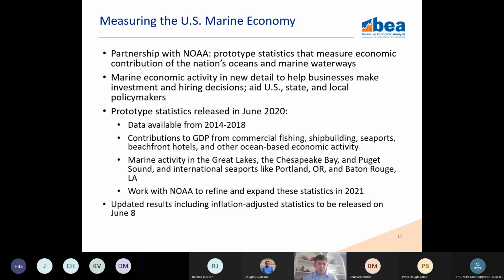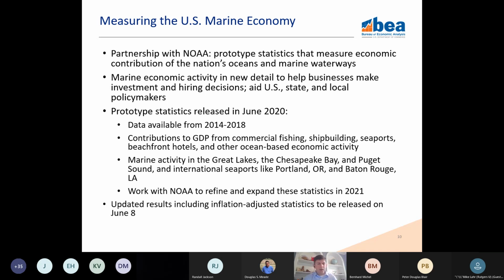Since that initial prototype release, we've worked closely with NOAA. We've also taken comments from the public and from interested stakeholders over the course of the past year to refine the definitions and the way that we're presenting the data. And now we're at a point where this satellite account is ready to move out of the research phase and into a more official status, sort of dropping the prototype label, if you will.